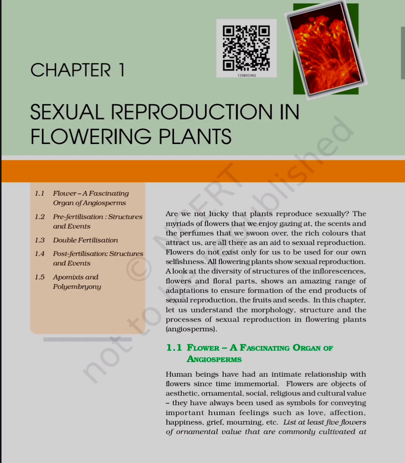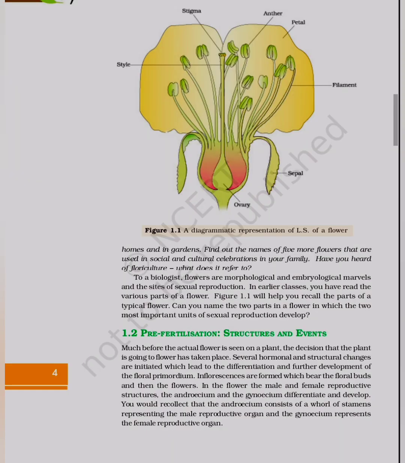Human beings have had an intimate relationship with flowers since time immemorial. Flowers are objects of aesthetic, ornamental, social, religious, and cultural value. They have always been used as symbols for conveying important human feelings such as love, affection, happiness, grief, and mourning, etc. List at least 5 flowers of ornamental value that are commonly cultivated at homes and in gardens. Find out the names of 5 more flowers that are used in social and cultural celebrations in your family.